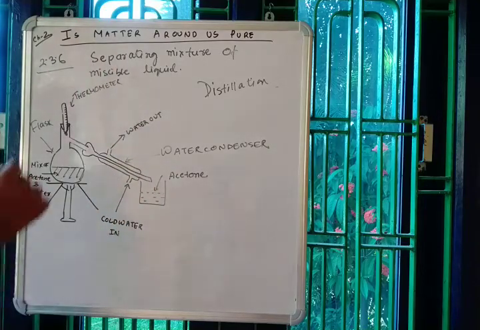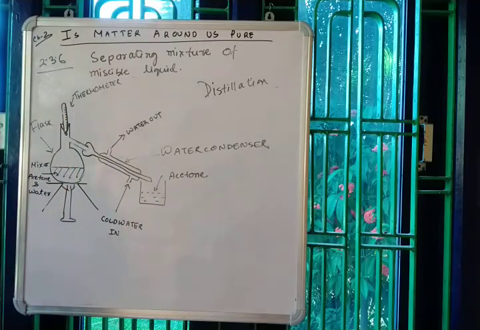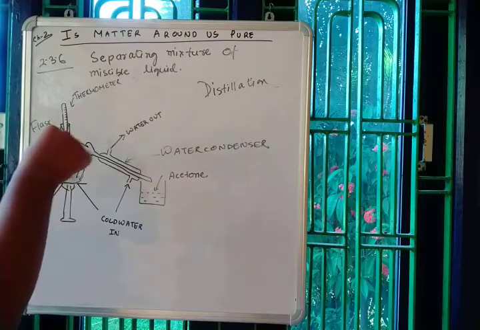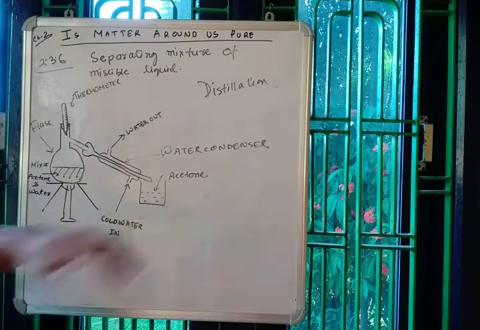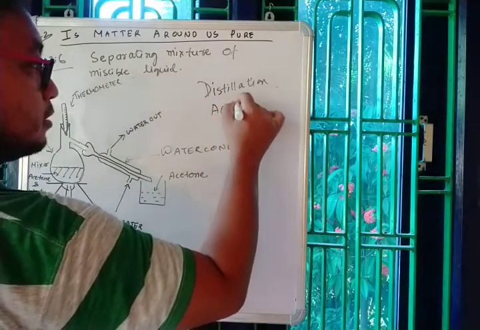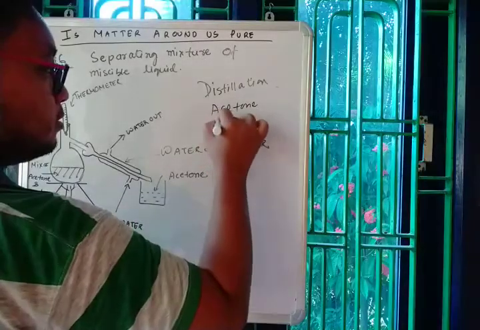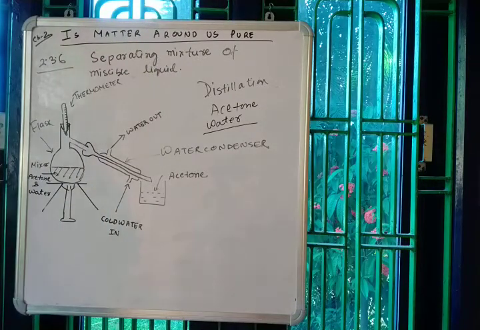Above there is a cork, and inside the cork there is a thermometer. And what is the use of thermometer? This thermometer is used to measure the temperature of this overall setup. There is a beaker in which we will collect the acetone. So we know acetone and water both are miscible liquid. That means if you mix acetone in water, the solution will be very uniform. Correct? You cannot say which one is acetone, which one is water.